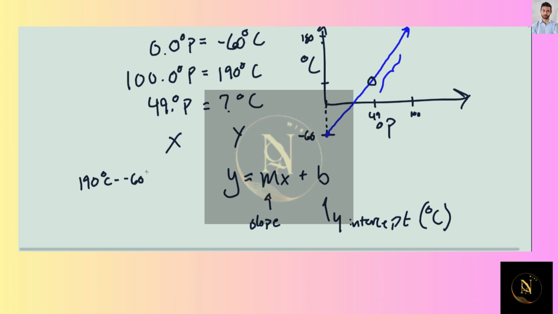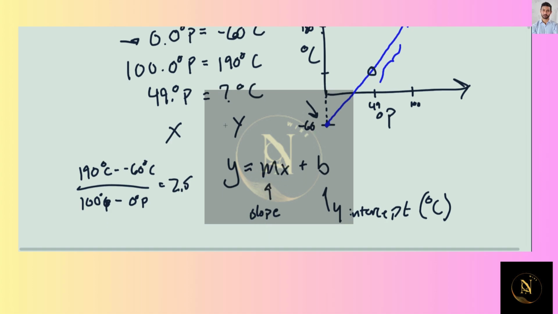So we can do 190 minus negative 60 over 100 minus 0. We get that our slope is 250 over 100, so 2.5. What's our y-intercept? Well, that's just the negative 60 right there. The y-intercept is whatever y is when x is 0, and we know that it's negative 60.